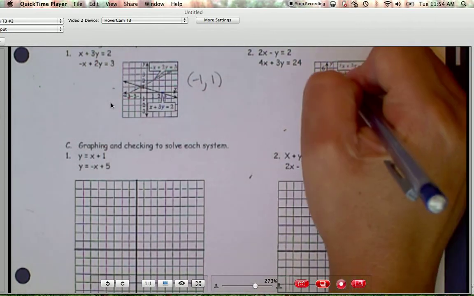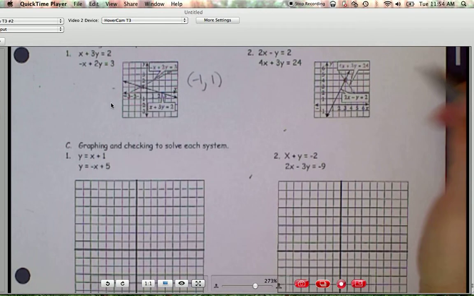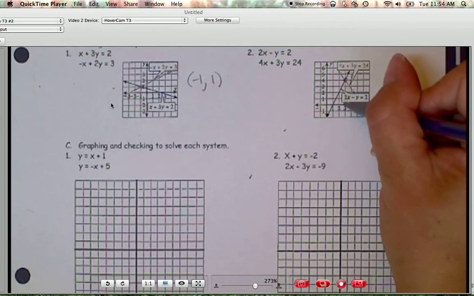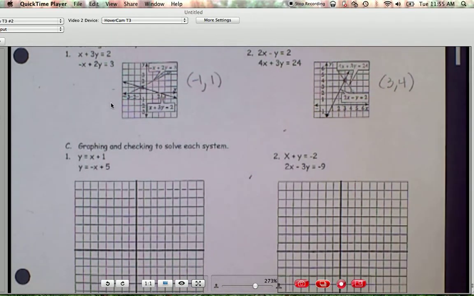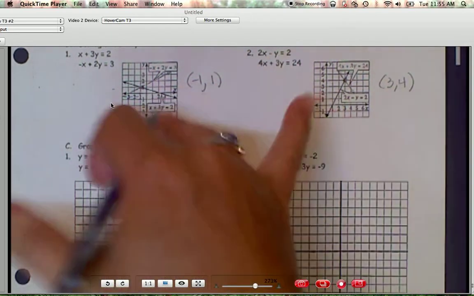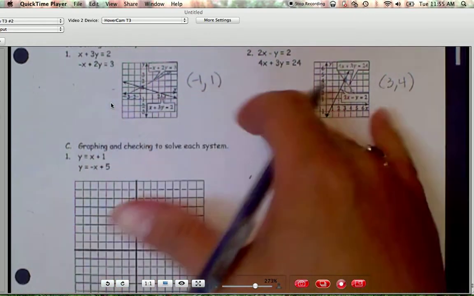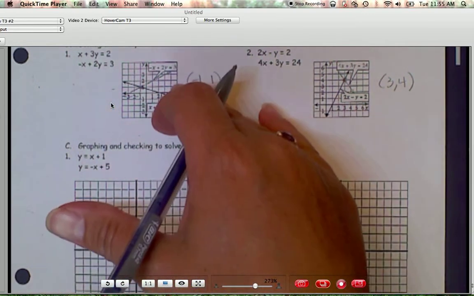Okay, they cross here, and you just name that point. 1, 2, 3, and up 1, 2, 3, 4. So 3, 4. Easy enough. Now these were already graphed for you. The lines were already graphed for you, and then you named the solution.